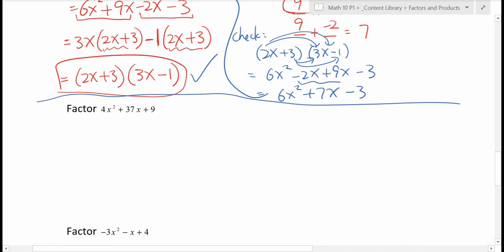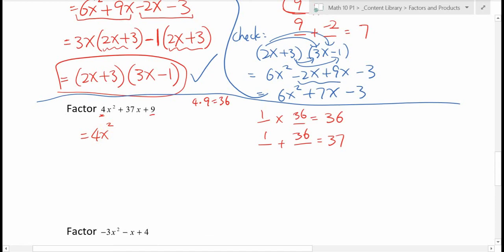So here, same thing. This is a complex trinomial. So we're going to multiply the 4 with the 9. These two numbers that we're looking for must multiply to 36. Again, 36 came from 4 times 9, that is the leading coefficient times the constant. And then these two numbers must add up to 37. Hopefully you can see the two numbers are 1 and 36. They multiply to 36 and they add to 37.